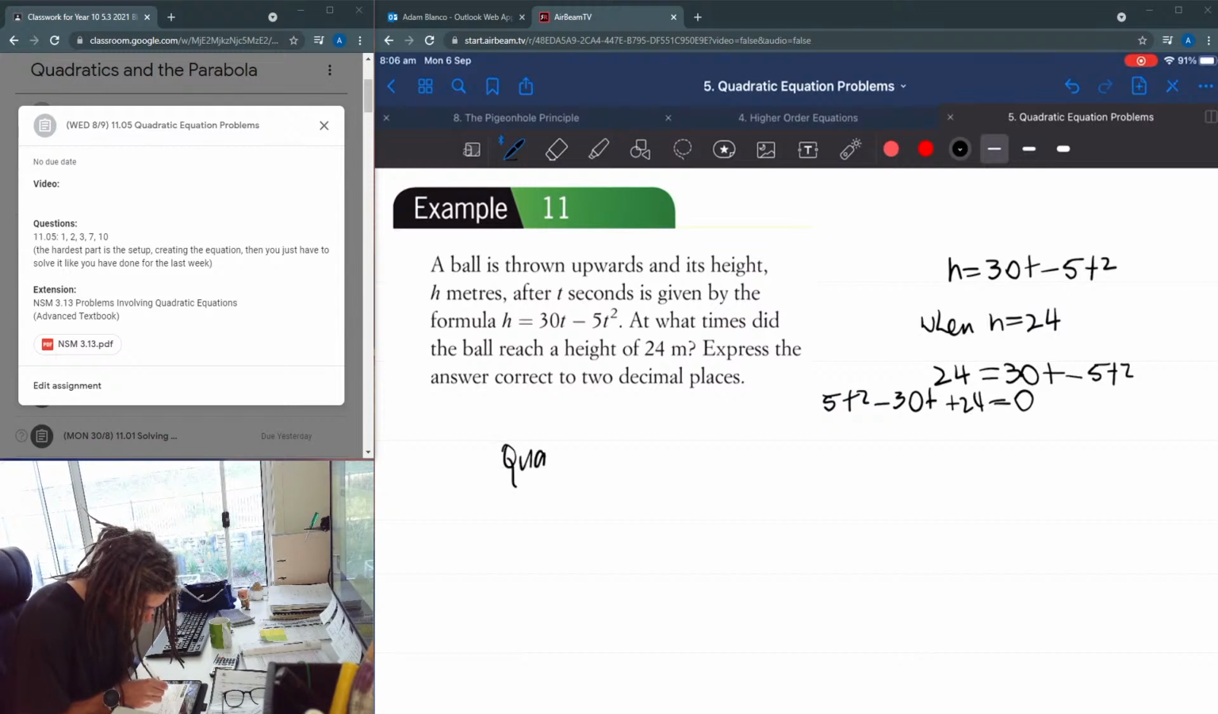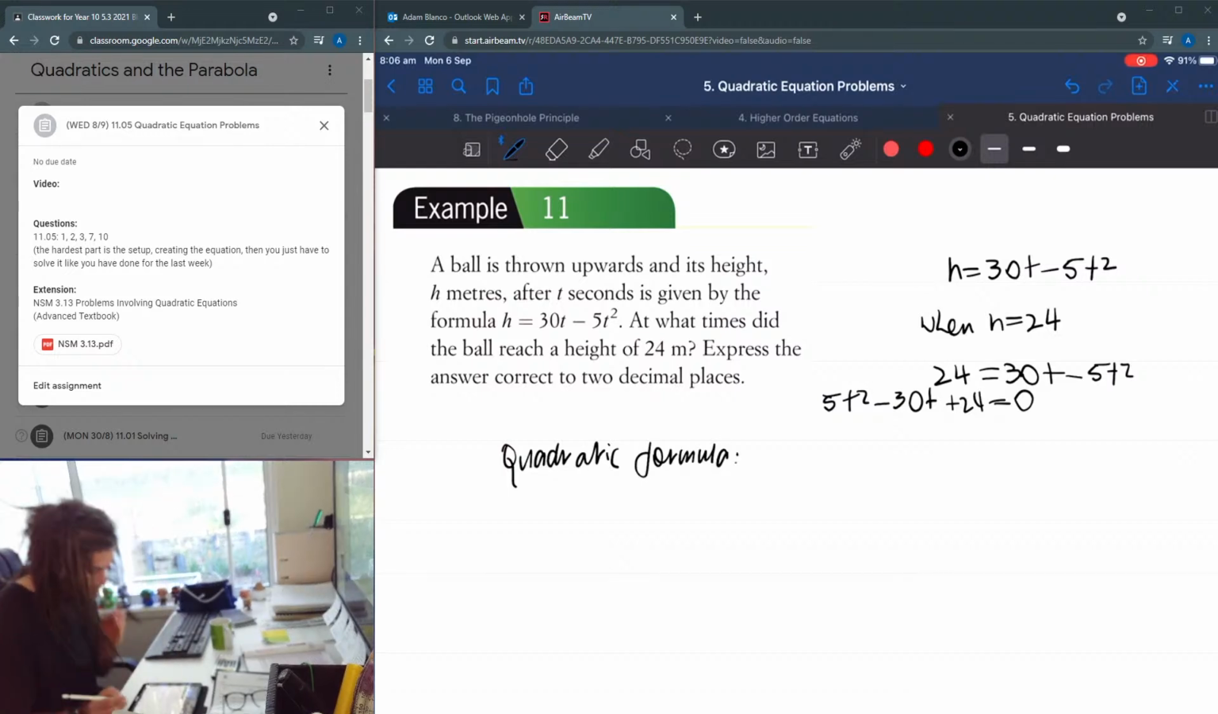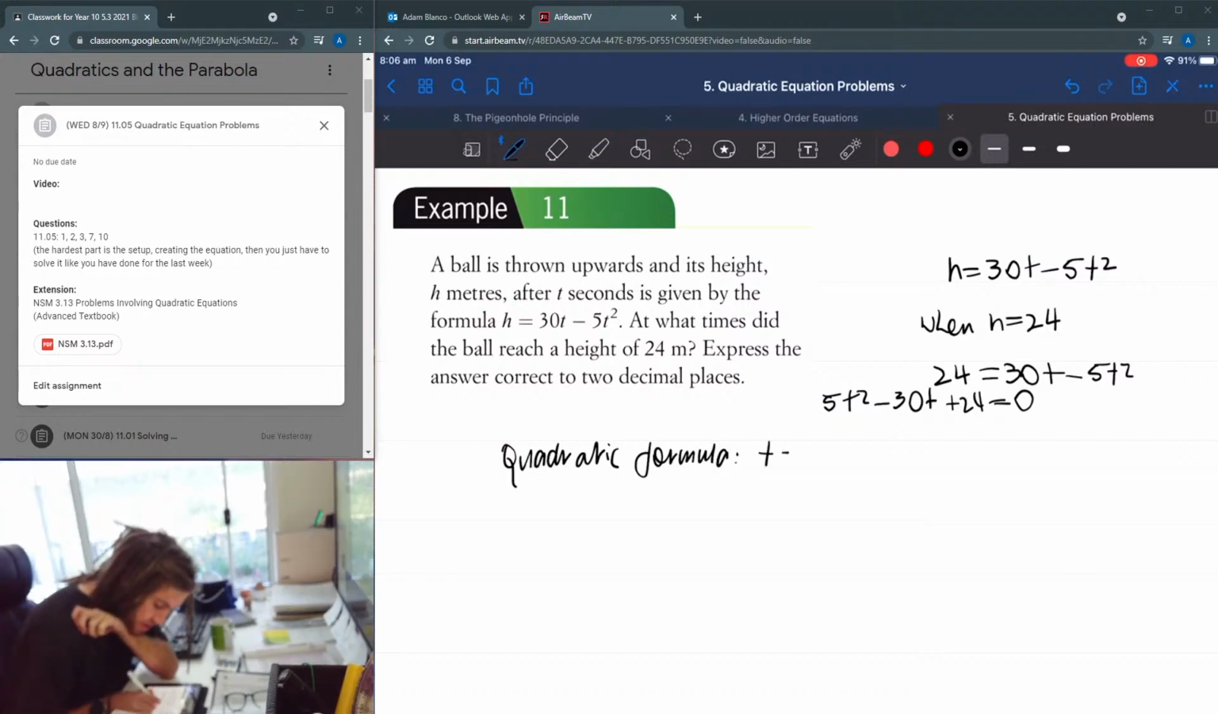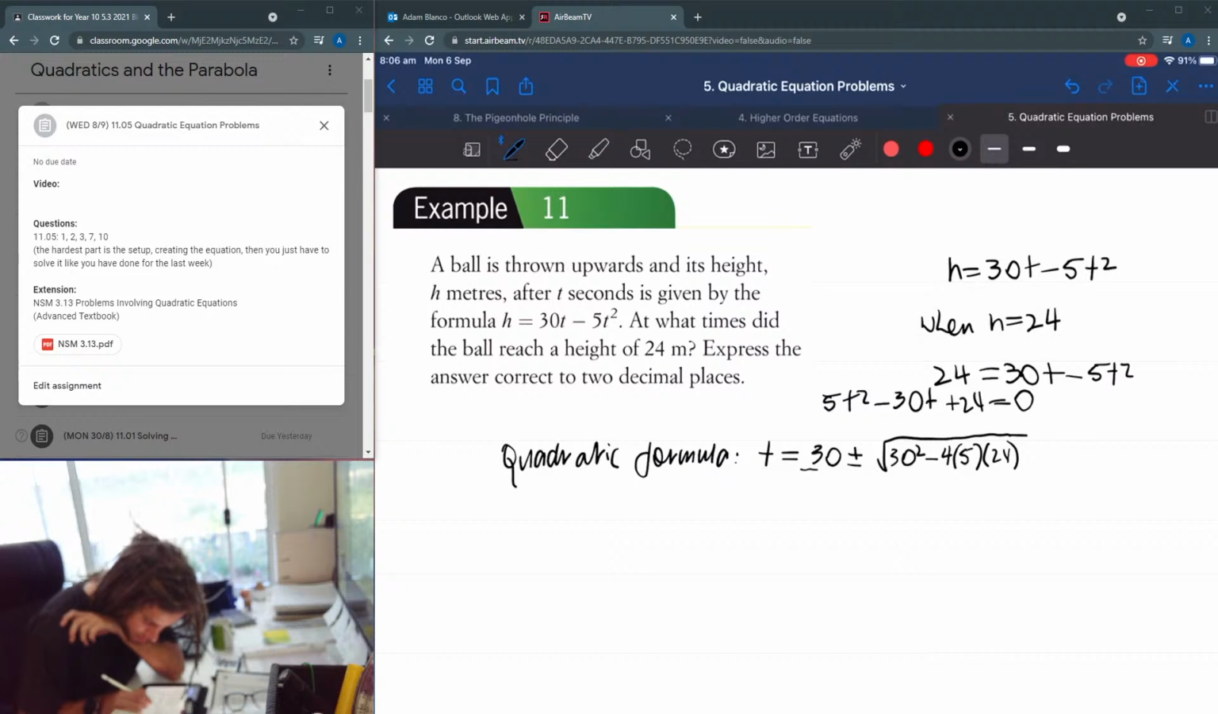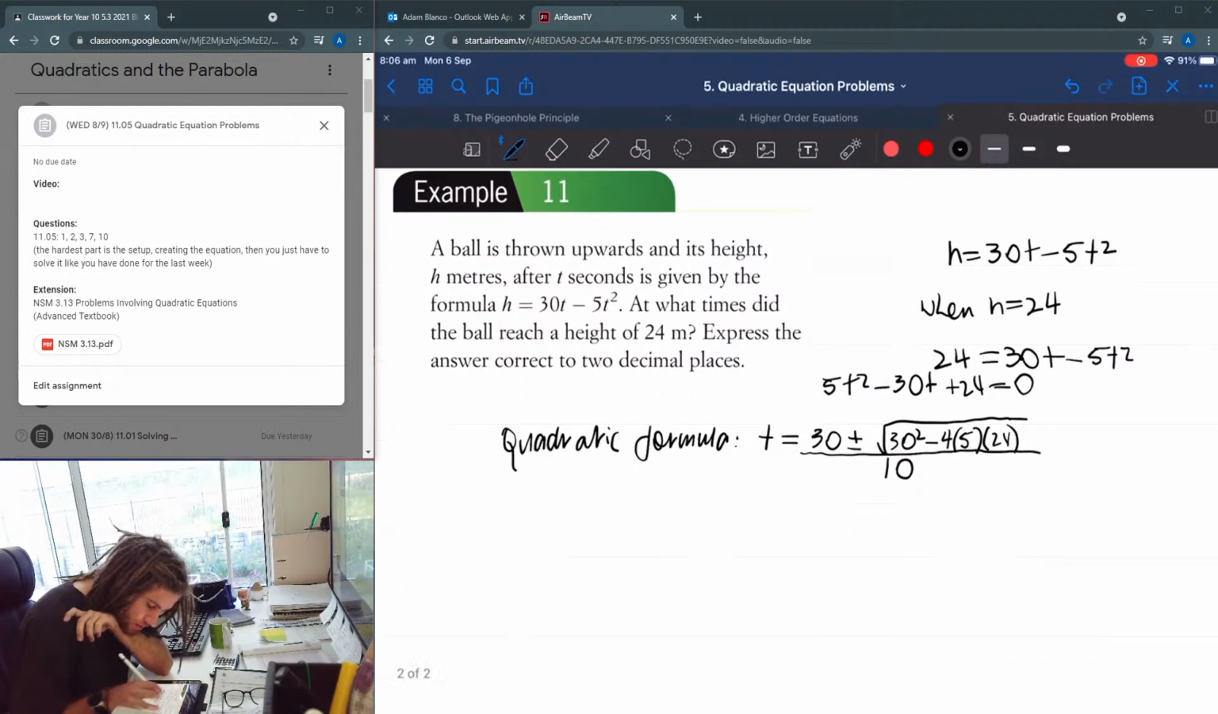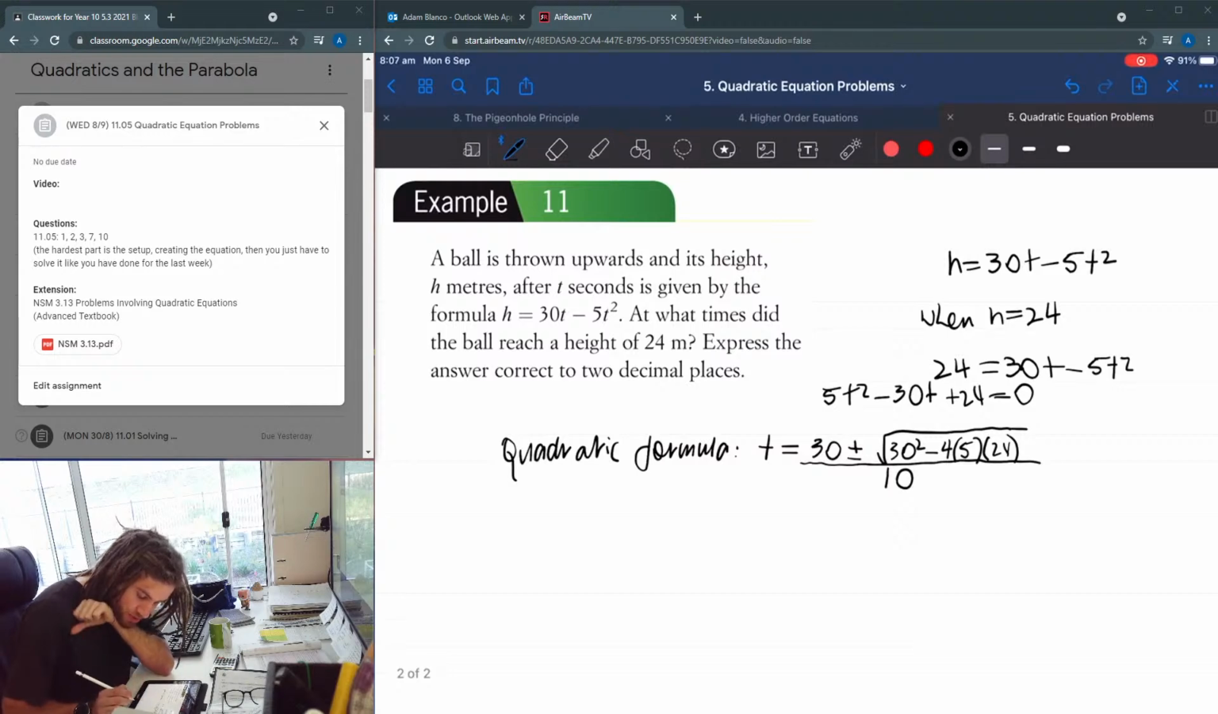I'm never confident in that method, you know, the one where you go A times C. So I just go straight to the quadratic formula. It's t equals minus b plus or minus the square root of b squared minus 4 times a times c, all over 2a. You'll notice that I didn't write minus 30 squared because when it squares, it's just going to be positive anyway. Okay. Now, at this point, I'd seriously just chuck it in the calculator, but I'll start simplifying.